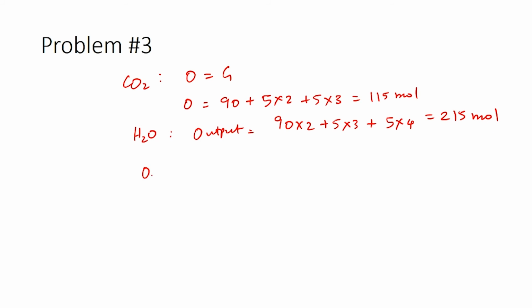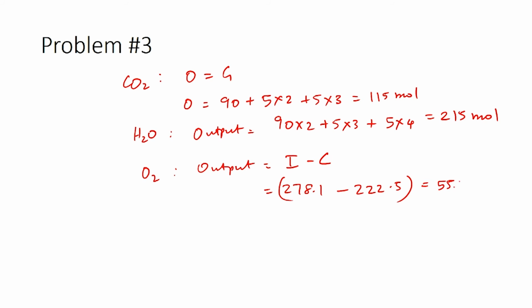So, we already know how much oxygen is fed, and we also know how much oxygen is consumed during these reactions. So, we can calculate the output for oxygen as input minus consumption, which would be 278.1 moles minus 222.5 moles, giving you 55.6 moles. Nitrogen does not take part in the reaction. So, whatever is coming in would also be leaving. So, output for nitrogen would be 1046.3 moles. So, with this we have the composition of the stack gas which is entering the waste heat boiler.